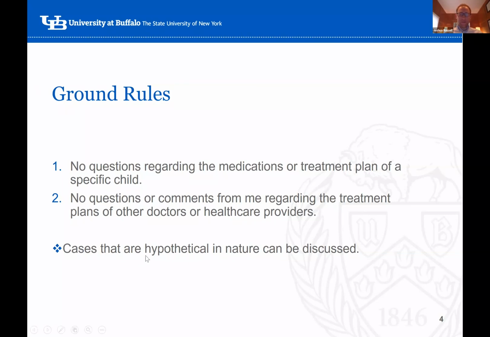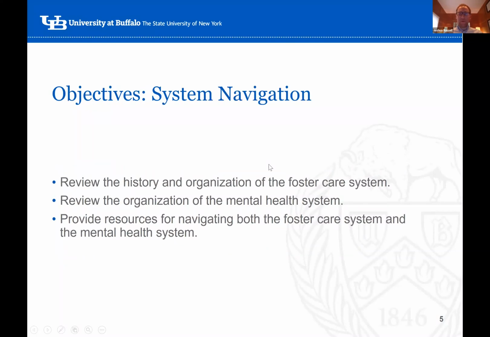So by the end of today, I'm hoping to have reviewed a little bit about the history and the organization of the foster care system. Within that, we'll talk about some different legislation over the last few decades, with some focus on more recent legislation and how that's impacted the resources available to families and professionals working within the foster care system. Then we're going to review the organization of the mental health system so that we have a good idea about how to navigate different levels of care and what to expect at different levels of care.